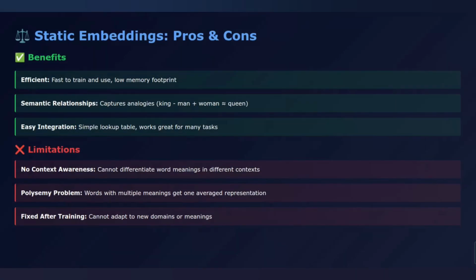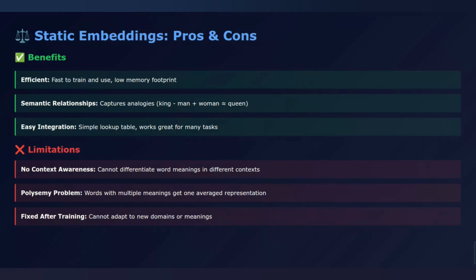Let's take a moment to weigh the pros and cons of static embeddings. On the benefit side, they're efficient, with a low memory footprint and fast inference. They capture semantic relationships beautifully. Those vector arithmetic examples actually work. And they're easy to integrate, just a simple lookup table. But the limitations are significant. There's no context awareness. Bank is always bank, whether it's financial or geographical. This is the polysemy problem. Multiple meanings get averaged into one confusing representation. And once trained, they're fixed and can't adapt to new domains.